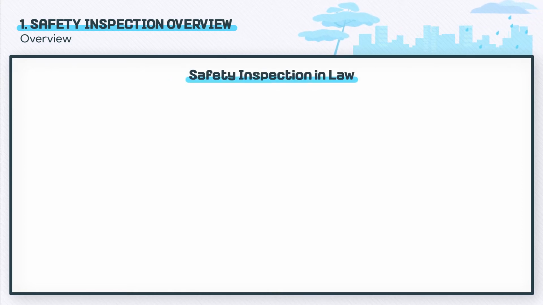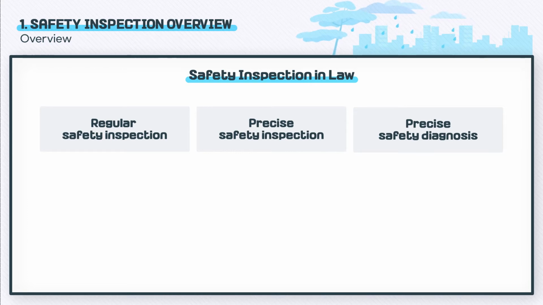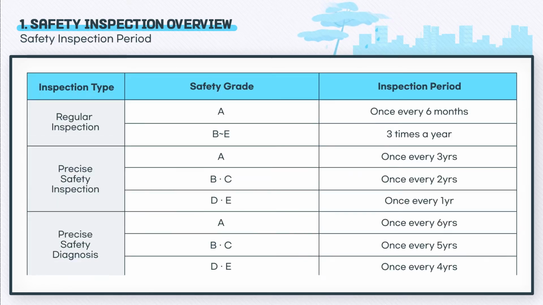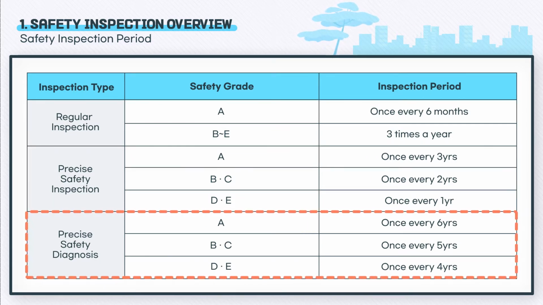Safety inspection of dam facilities in Korea are enforced according to the related laws. The types of inspection regulations are divided into three categories, which are the regular safety inspection, precise safety inspection, and precise safety diagnosis. When safety inspections are conducted, the subject and period for conducting them are provided according to the detailed guidelines. Basically, regular inspections are conducted every 6 months. Precise safety inspections are conducted every 2 years, and precise safety diagnosis are conducted every 5 years.